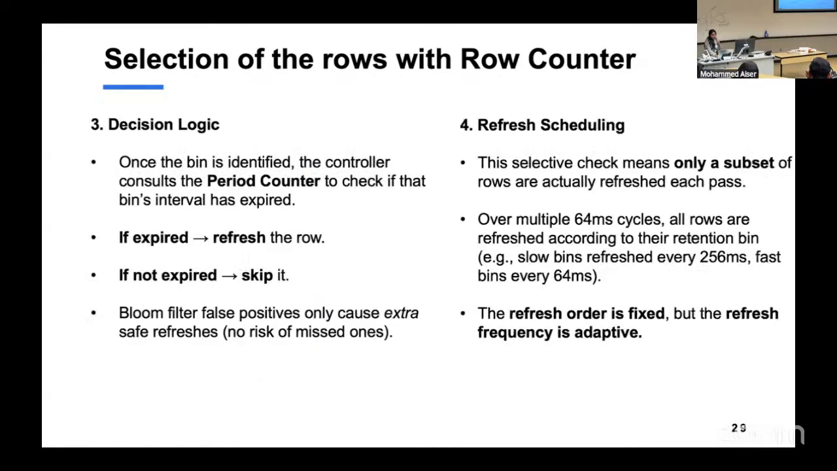And the fourth one is refresh scheduling. It will select only a subset of the rows to be refreshed in each pass. Over multiples of 64 millisecond cycles, only the slow rows are refreshed every 256 milliseconds. And the refresh order is fixed, so there is no adaptive refresh frequency. So this is how the selection of the rows with the row counter happens.